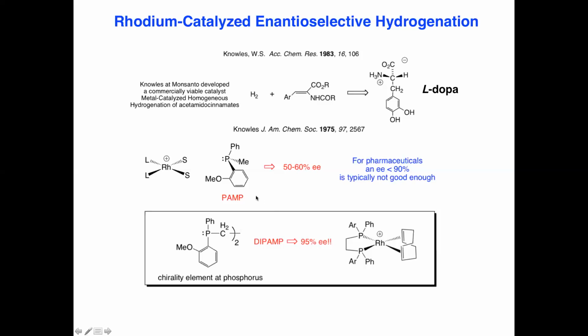So what Knowles found was initially using these monodentate phosphines, you could get some decent EEs, not nearly good enough for practical use in pharmaceutical chemistry. He then showed that you could go to some of these chiral bidentate phosphines, which are chiral at both phosphorus centers, and you can start to get really high enantioselectivities.